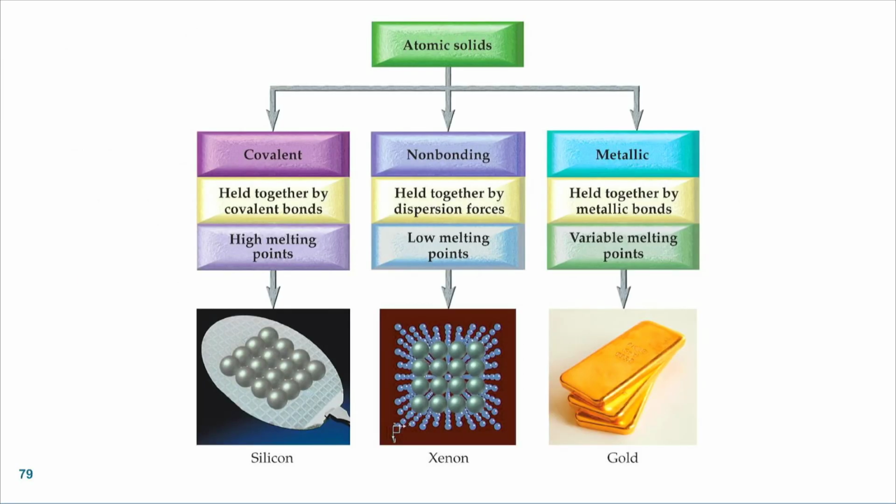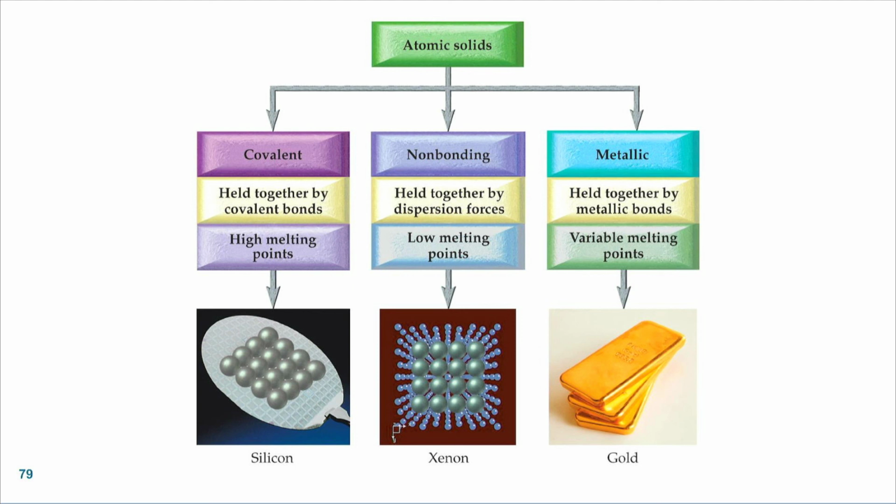So we have our covalent atomic solids, we have our non-bonding atomic solids, and we have our metallic atomic solids. Those with covalent bonds, covalent bonds are very, very strong. They have very high melting points. Non-bonding are held together by dispersion forces, so just the instantaneous sort of transient shifts in electronic fields around them. They have very low melting points. And then we have metallic, which are held together by metallic bonds, and they have variable melting points.